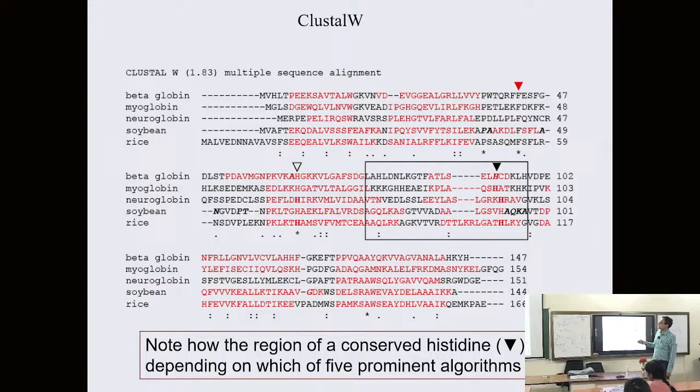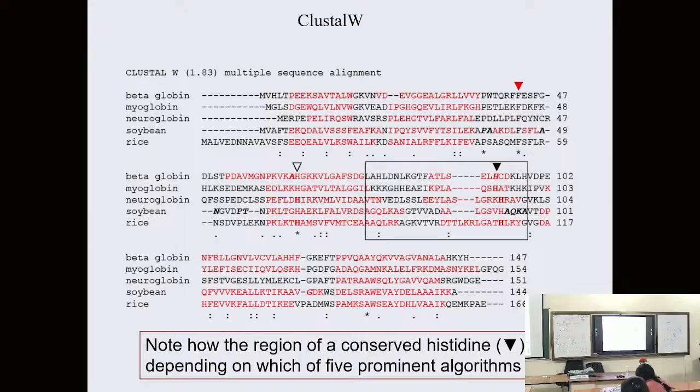Focus on histidine, which is indicated by inverted triangles. One is open and the other is filled. Don't worry about this phenylalanine; just focus on the histidine alignment. At this position, histidine is aligned very well in all these 5 globin sequences, which are beta globin, myoglobin, neuroglobin, soybean globin, and rice globin.